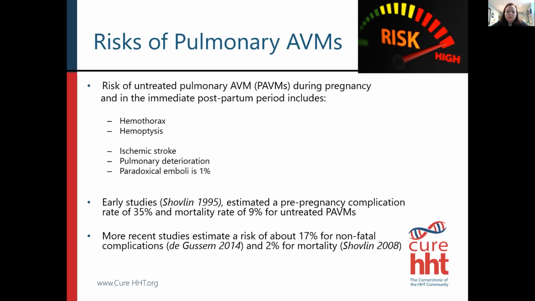When we look at earlier studies, as we've discussed, these studies are really based on case series, and there isn't tons and tons of information, but over time we've gained much more information. Earlier on in the 90s, we estimated the pre-pregnancy complication rate to be about 35%, and the mortality rate about 9% for untreated pulmonary AVMs. Now we think that the risk is lower, about 17% for non-fatal complications and about 2% for mortality. That's really because of evolving medical therapies and things that we can actually do to treat through pregnancy.